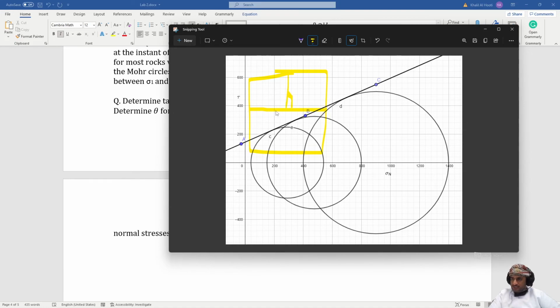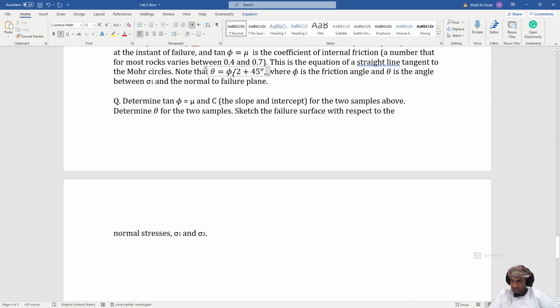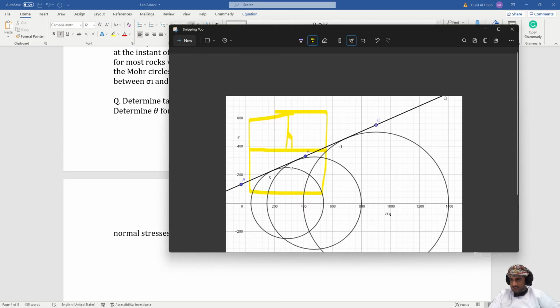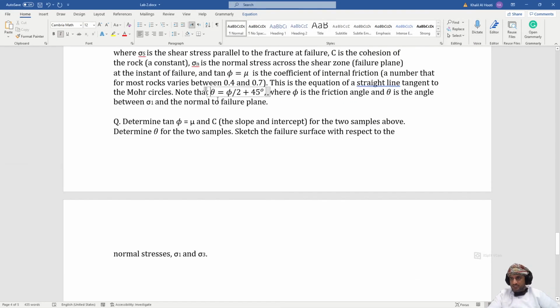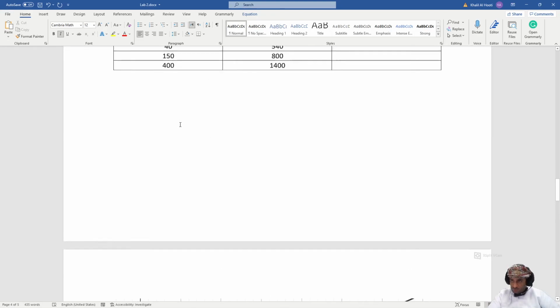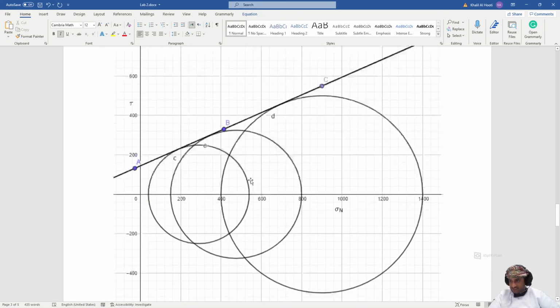How to calculate then the horizontal angle? Is it theta minus 90 or 90 minus theta? 90 minus theta. Whatever theta you get gives you the horizontal angle, the angle of fracture. That will give you the angle of fracture. At what angle the fracture will happen for those two cases, this case and the other case.